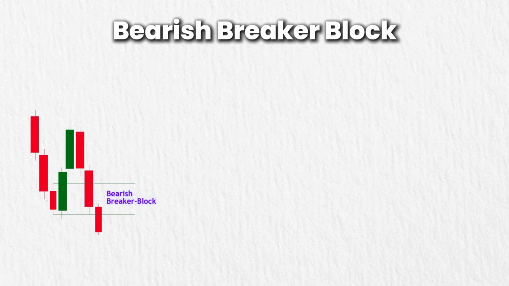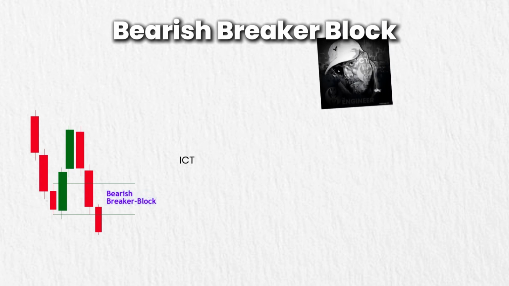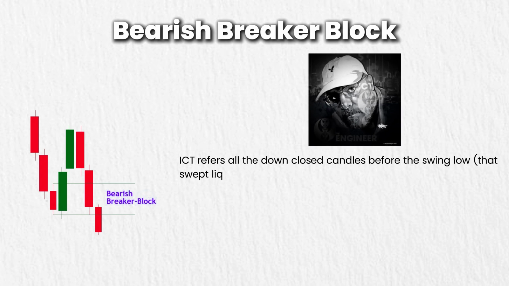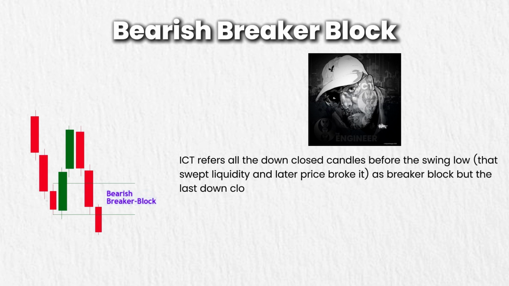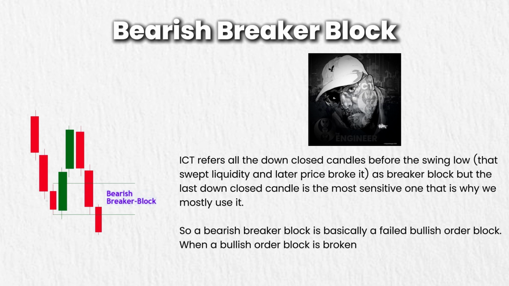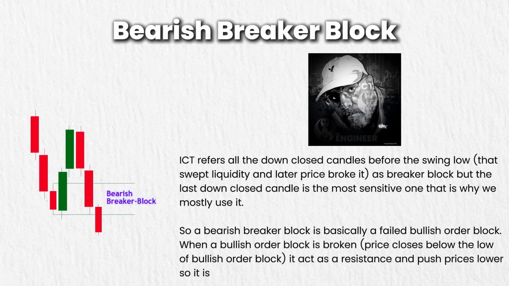Bearish breaker block. ICT refers all the down close candles before the swing low that swept liquidity and later price broke it as breaker block, but the last down close candle is the most sensitive one. That is why we mostly use it. So a bearish breaker block is basically a failed bullish order block. When a bullish order block is broken, price closes below the low of bullish order block. It acts as a resistance and pushes prices lower, so it is known as bearish breaker block.